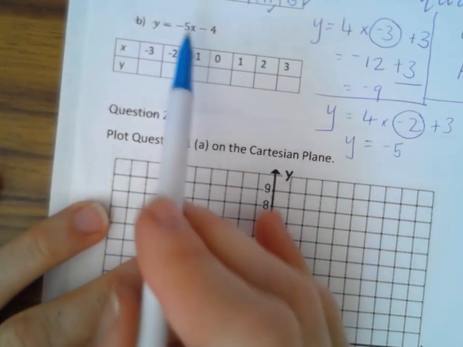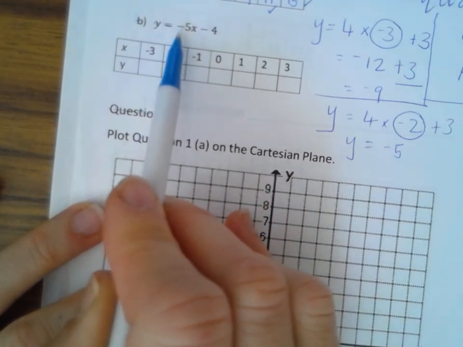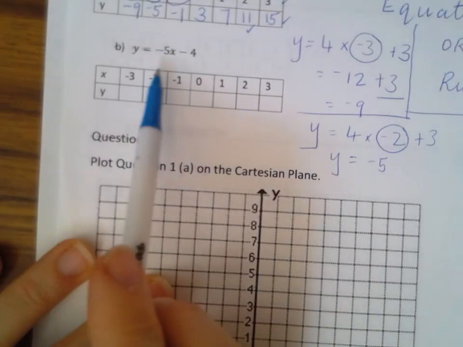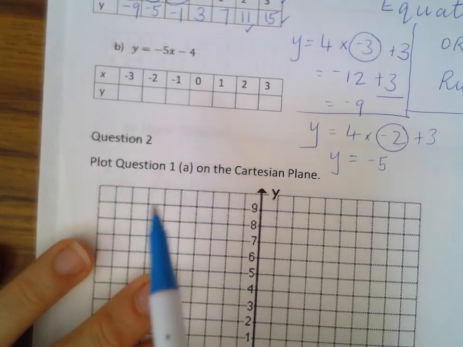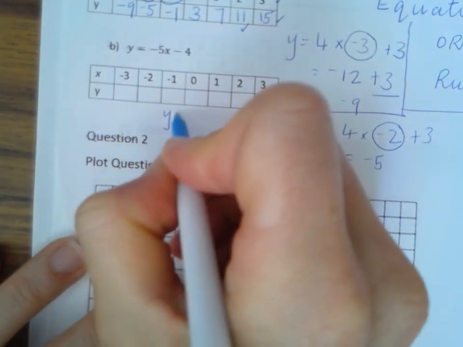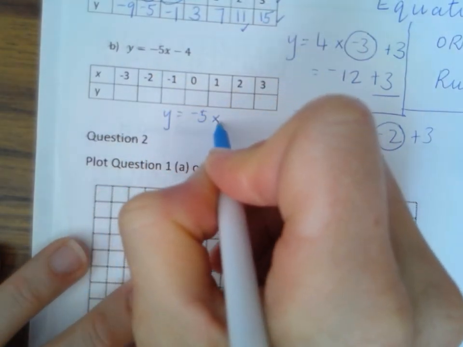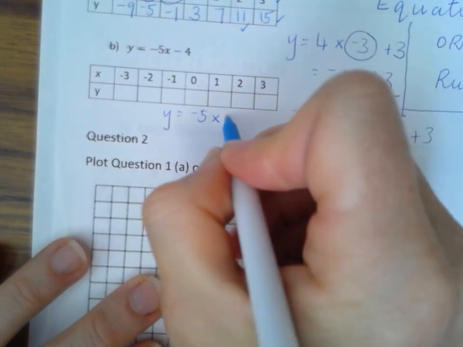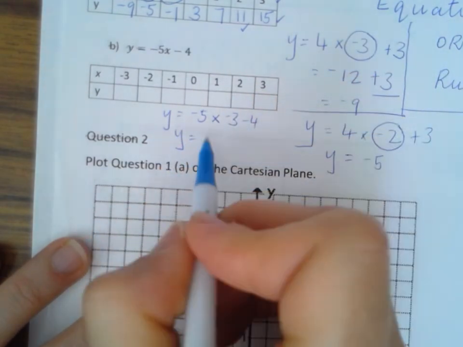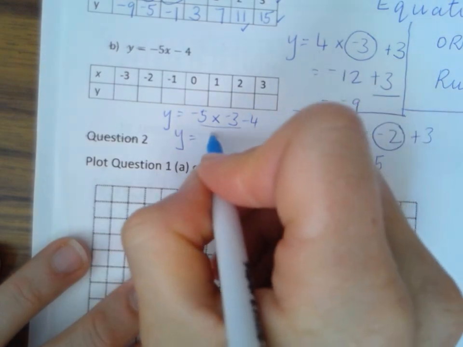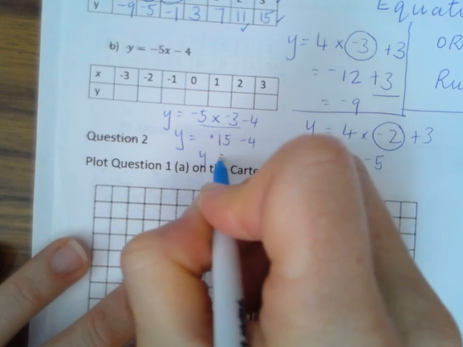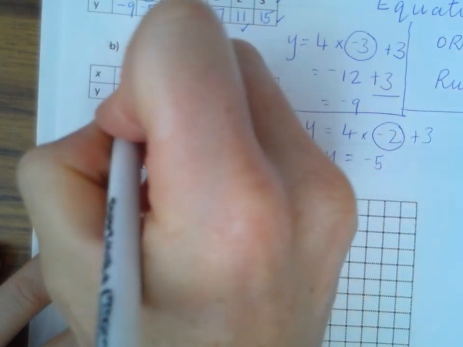Right, this one is the rule or the linear equation that's been given to us. Same thing, the linear equation or rule that's been given to us is y equals negative 5x take away 4. So if you go y equals negative 5 multiplied by my first x value, which is negative 3, take away 4. This time we've got 2 like signs, so it's going to be positive 15, take away 4, y equals 11 first up.